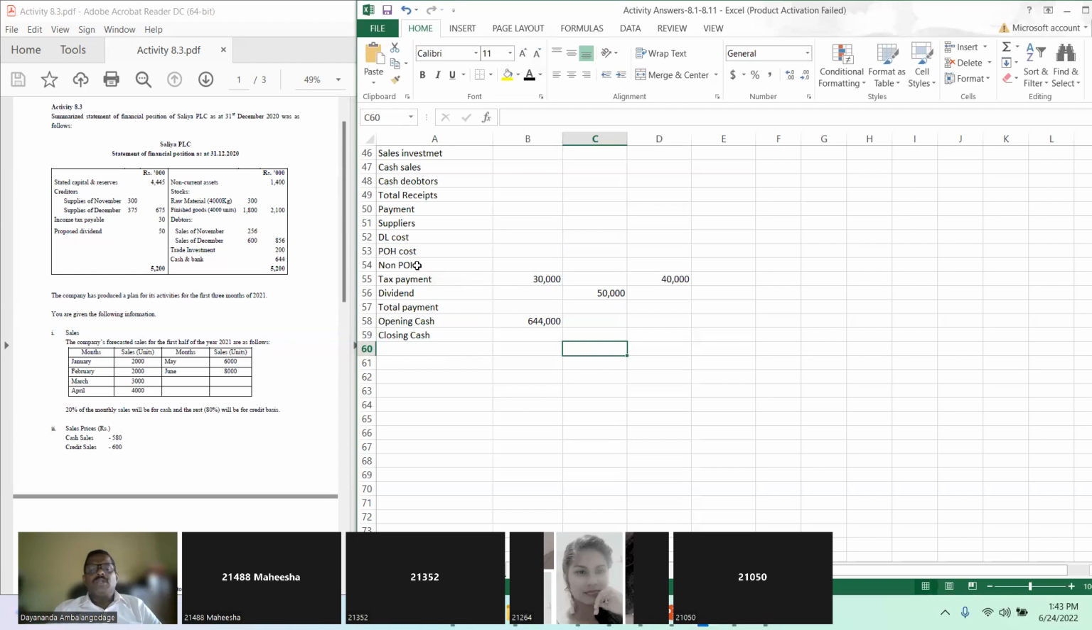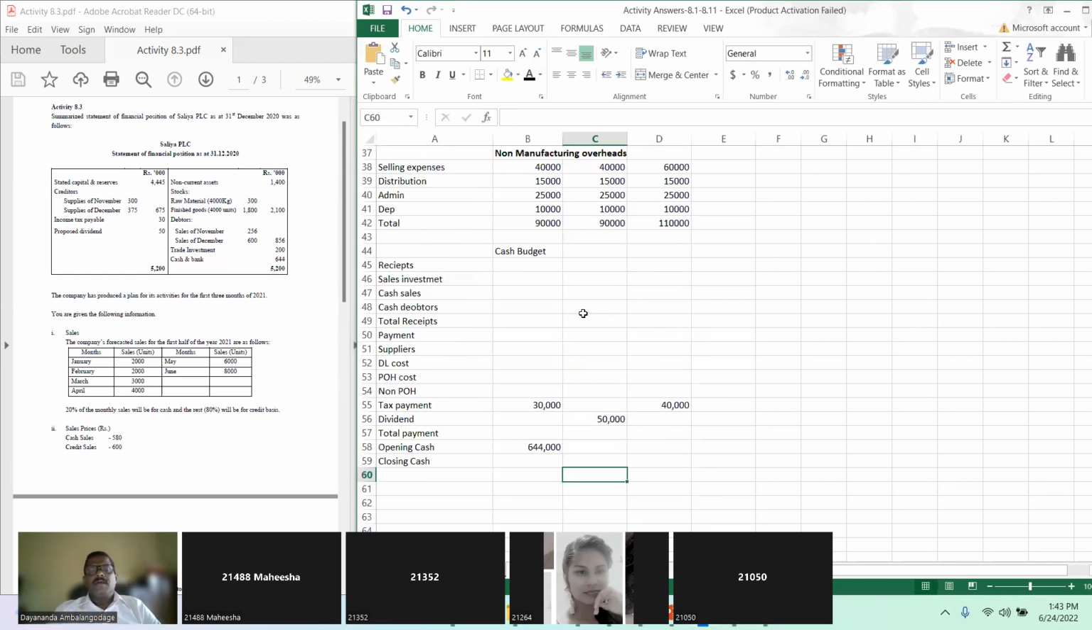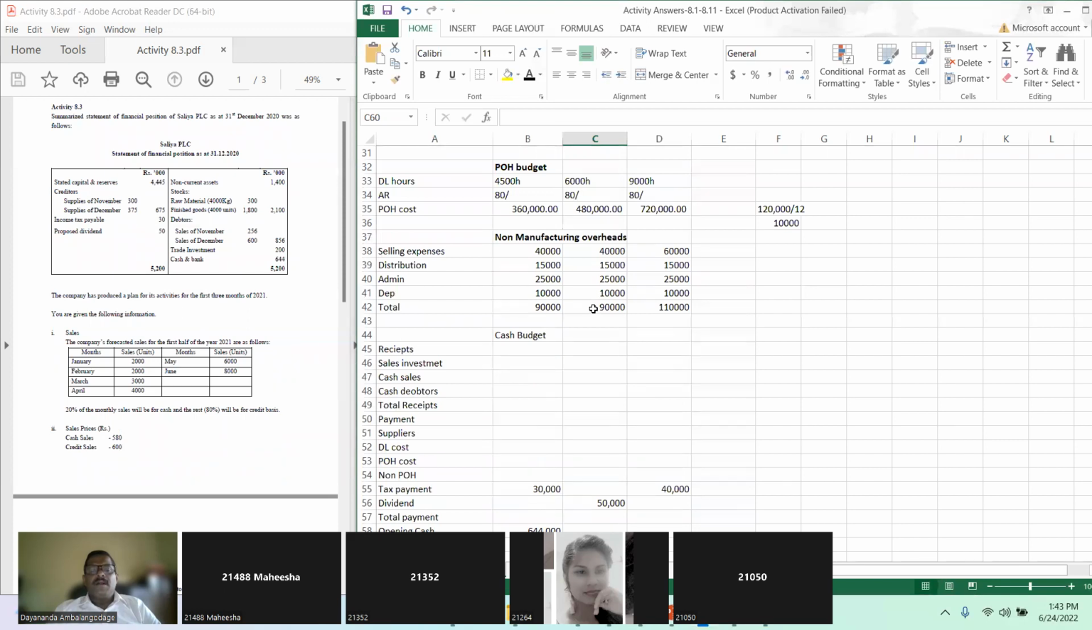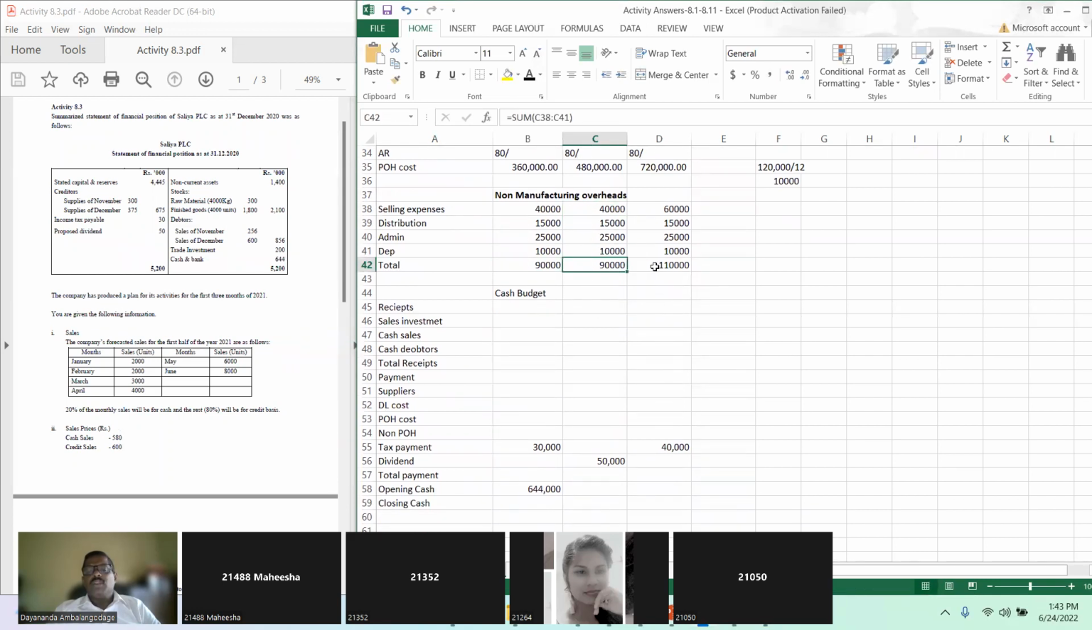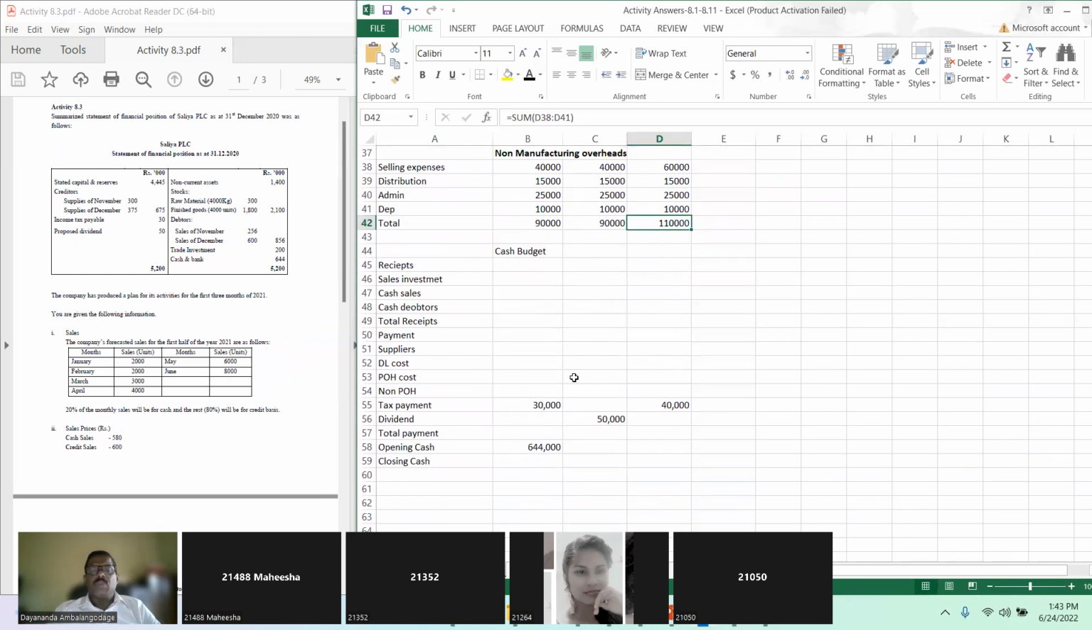Then we need to find out non-production overheads. Non-production overheads is basically all these, and here all these and all these. You will agree with me, not the 90,000. We need to reduce 10,000, that is 8,000. Here also 8,000. Why 8,000? Because you have to deduct the depreciation. But here 110,000, we take 100,000 because depreciation we have to reduce.